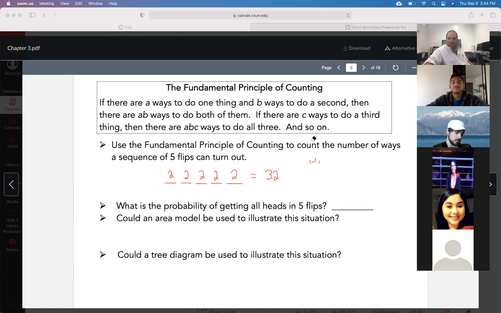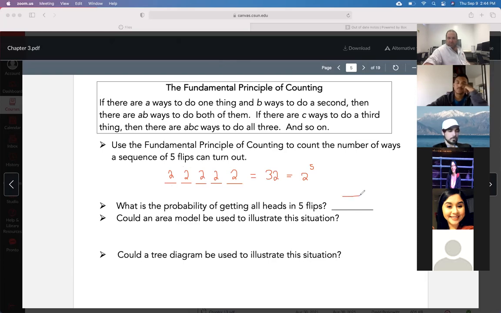Heads, heads, I can't even write it, but 5 heads in a row, and then 4 heads and then a tail, and then 3 heads, 2 tails, and go through all the different possibilities. But it's not 2 times 5. It's not 5 actions, 2 each, therefore 10. It's 5 actions, 2 each, therefore 2 to the 5th power. Does that make sense?